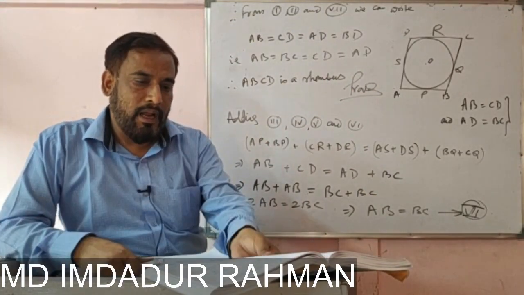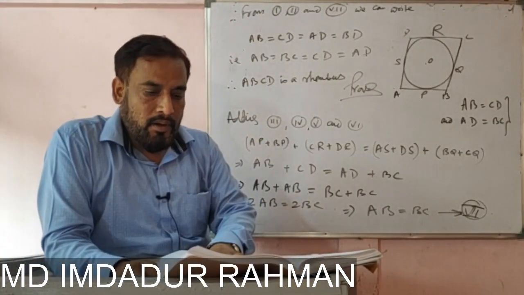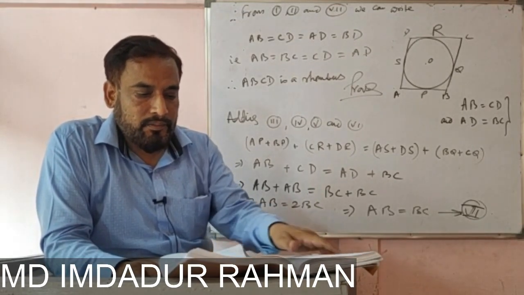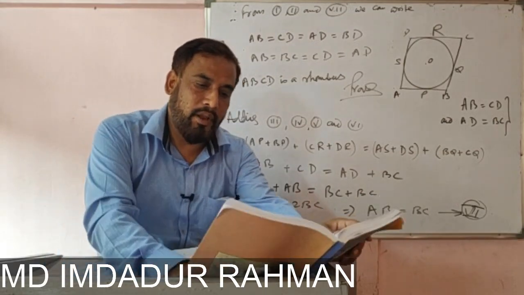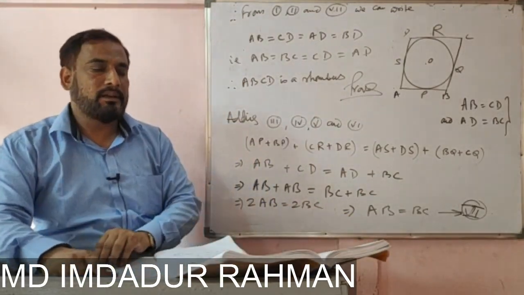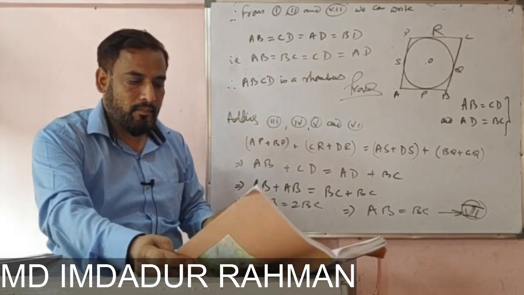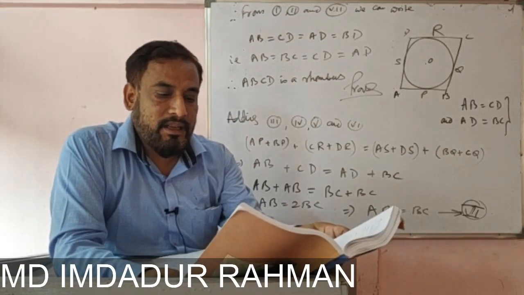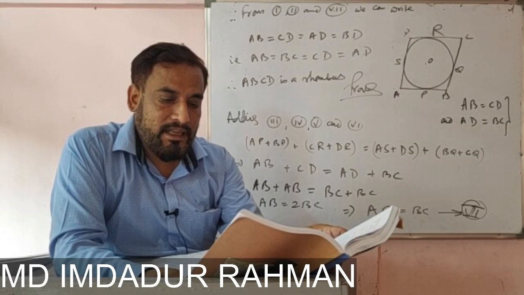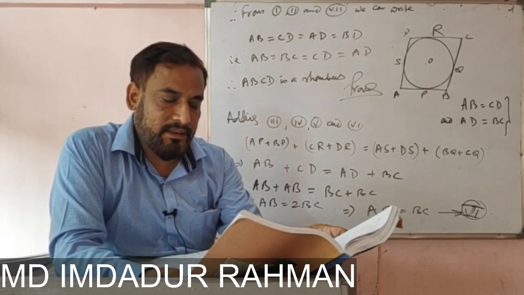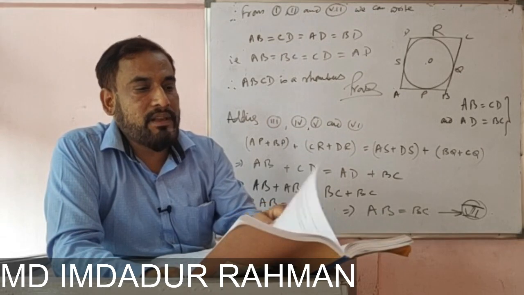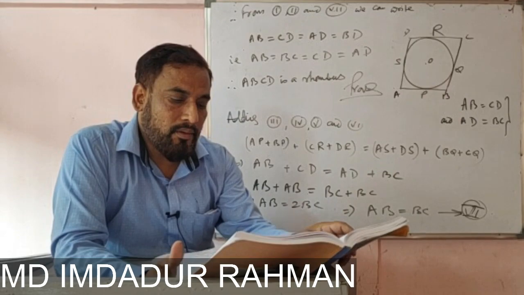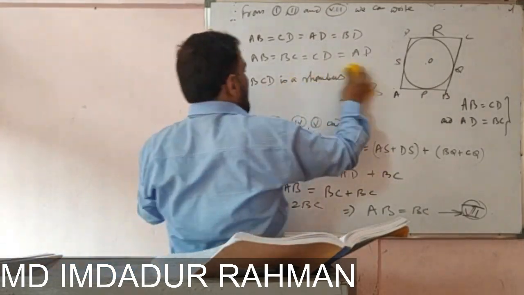If time permits, then we can complete question number 13. Question 12 also remains homework for you. Now we are doing question number 13. Prove that opposite sides of a quadrilateral circumscribing a circle subtend supplementary angles at the center. This is the last question of this chapter, circle. So look at the question. Till then I am rubbing the board.